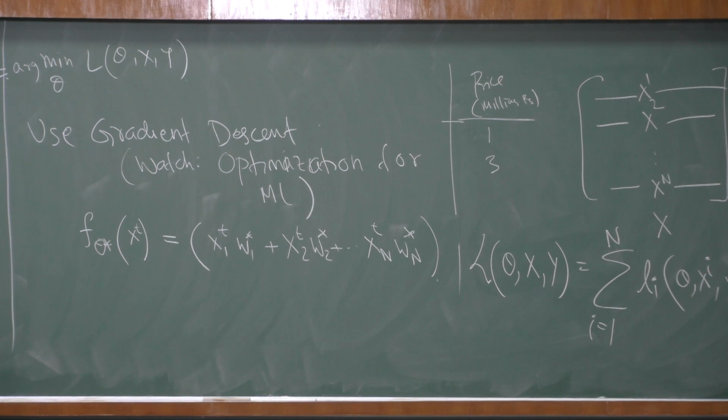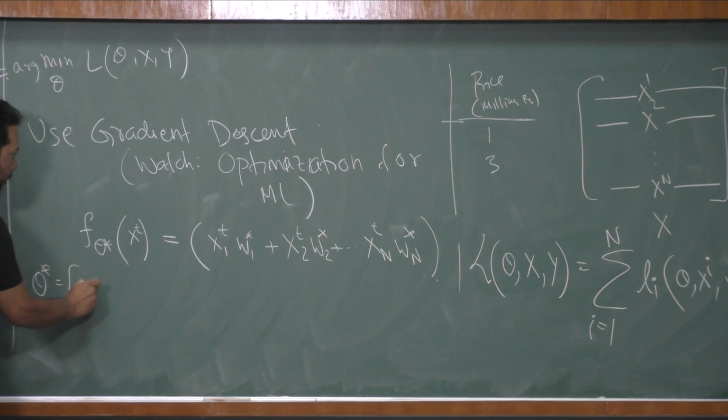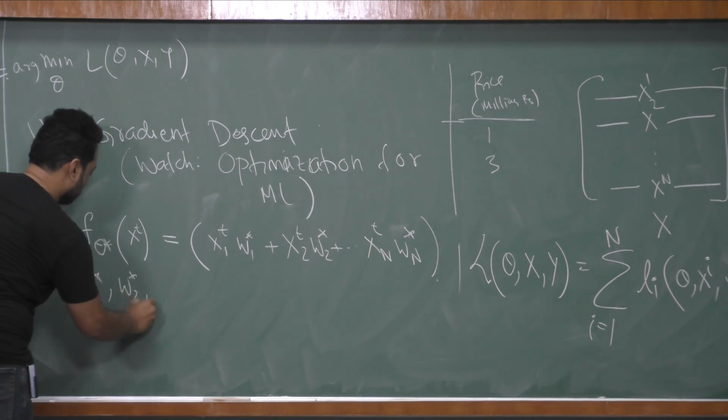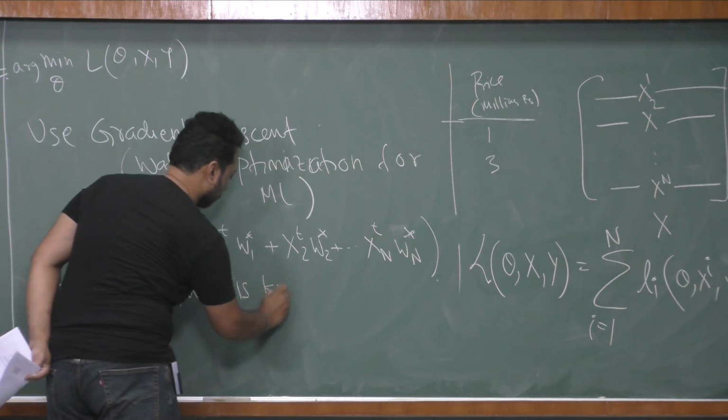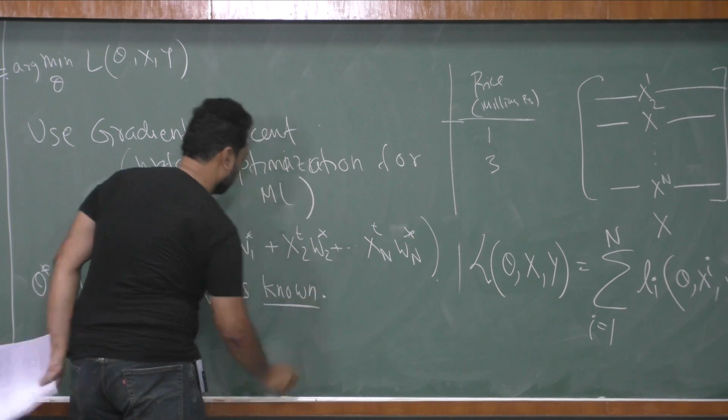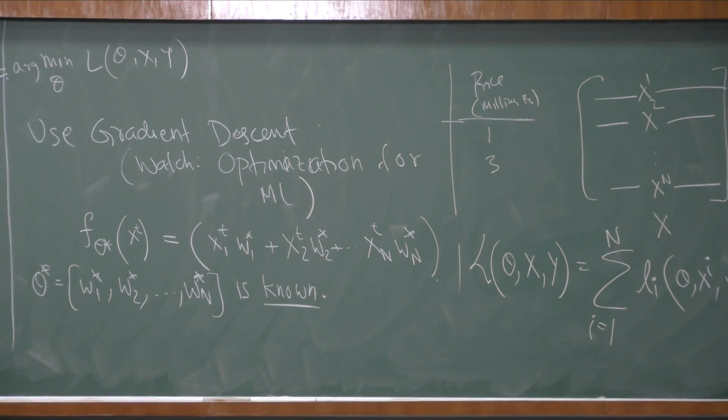W star are known here, because theta star, in our notation, is w star 1, w star 2, up to w star n, and is known. So since this is known, it becomes a prediction function, and then we can start predicting. When a new test data comes, we apply this f theta star on the new test data, and whatever is predicted by f theta star, we take it as the predicted output.